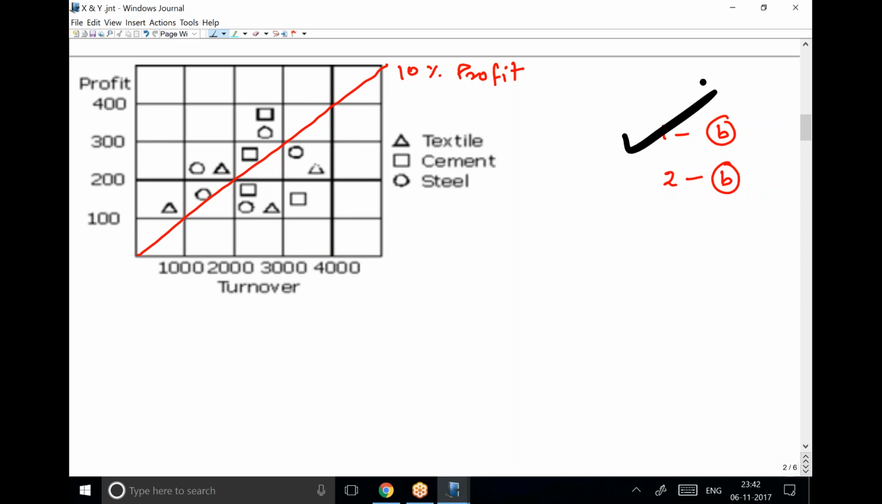You have to count the number of countries: 1, 2, 3, 4, 5, 6, 7. So the right answer is 7 for this case. And similarly, you can see the answer for question number 2 comes out to be B for Bangalore. So both the questions were very easy in this regard. Now look at the next question.